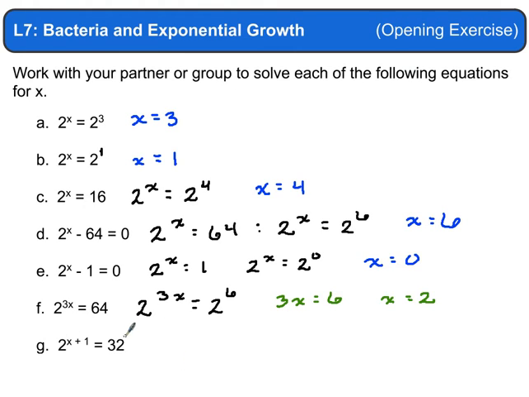So the last example is we have 2 to the x plus 1 power, and we're going to take that 32 and replace it with 2 to the 5th power. When we do that, now the bases are the same, and we're only interested in the exponents. x plus 1 equals 5, and then we can subtract 1 from both sides, and we find out that x is equal to 4. So that is the only part of lesson 7 that this video is going to entertain, and that should be enough to move you into the problem set.